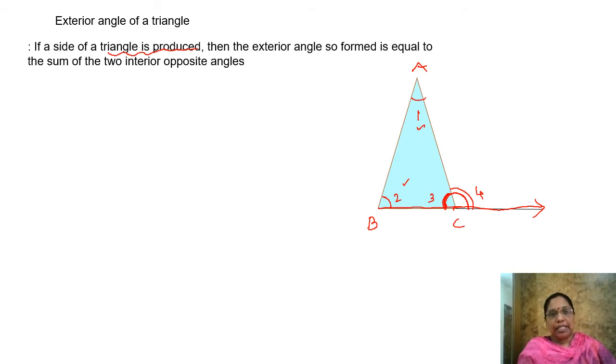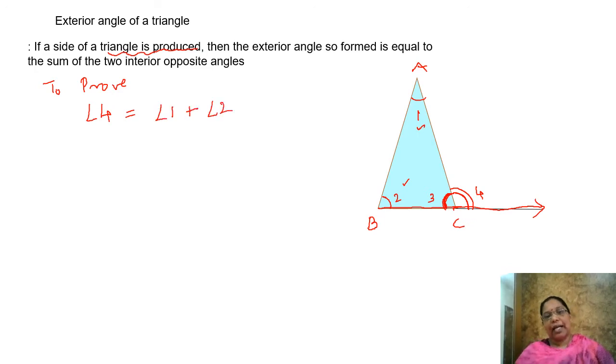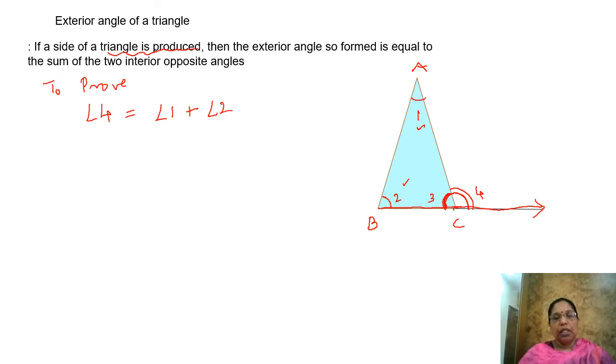So the theorem states that if a side of a triangle is produced, then the exterior angle so formed is equal to the sum of the two interior opposite angles. What do we have to prove? We have to prove that this exterior angle formed, that is angle 4, is equal to the sum of the interior opposite angles, that is angle 1 plus angle 2. So angle 4 is equal to angle 1 plus angle 2. Now how are we going to do this, children? It is very easy from what you have learned.